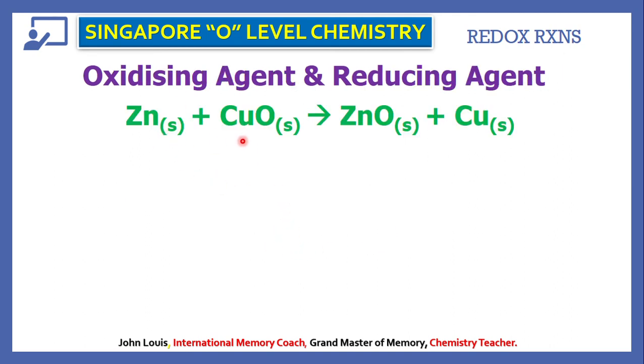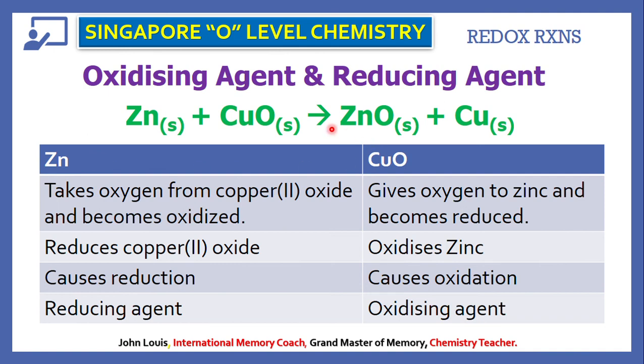Okay. So now zinc plus copper 2 oxide gives zinc oxide plus copper. Now you should be able to recollect everything we learned. Zinc takes oxygen from copper 2 oxide and becomes oxidized. Zinc reduces copper 2 oxide to copper. Therefore zinc is a reducing agent. What about copper 2 oxide? It gives its oxygen to zinc and becomes reduced to copper. So copper 2 oxide oxidizes zinc. Therefore it causes oxidation, and copper 2 oxide is an oxidizing agent. Simple. It is just a repetition of what we learned in the previous slide.